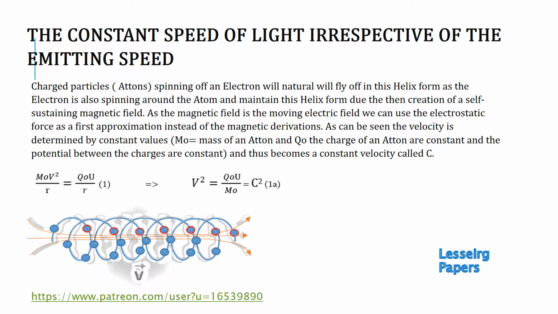Of course, this helix is a little bit more complicated, and I haven't actually shown all the details. I have a more detailed explanation on my Patreon site. So in case you're more interested in the details, you can go there. So fundamentally, I've shown you this helix, once it's off on its own, it takes on its own speed, and therefore the speed c is irrespective of the speed of the emitting body.